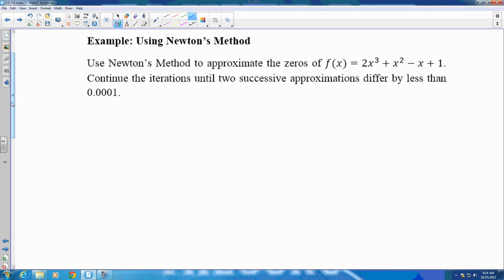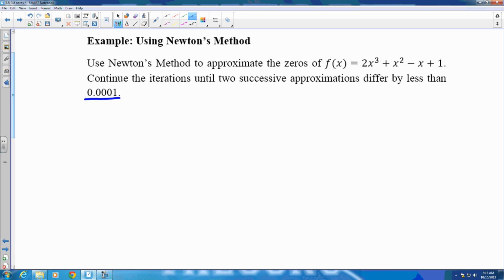Use Newton's method to approximate the zeros. Continue the iterations until two successive approximations differ by less than 0.0001. So in this case, it's not telling us how many iterations to do, it's telling us how close our two successive approximations have to be.